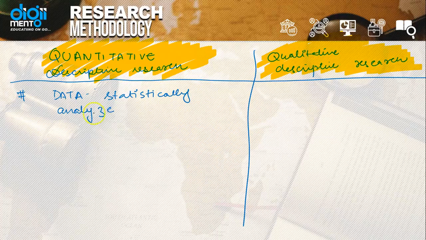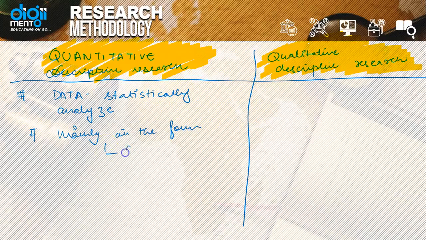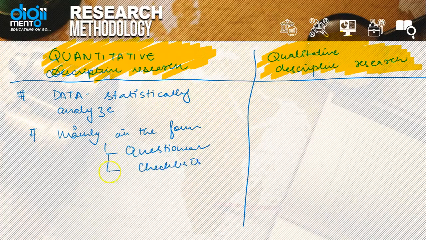So it is a phenomenon that can be quantified, and it works with data collection, with numbers. Basically, this quantitative descriptive research is mainly in the question-answer form, like questionnaires, like checklists, like your surveys. And that's the reason we say this is quantitative descriptive research.